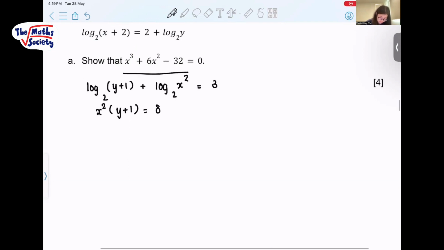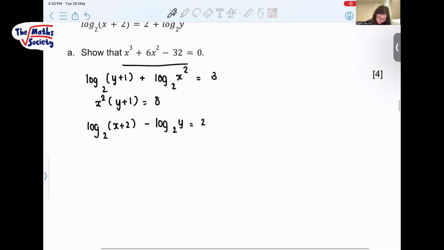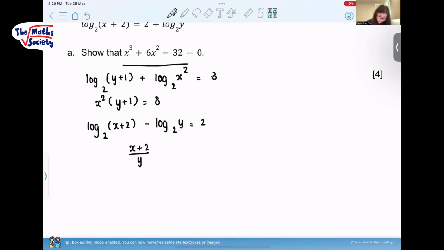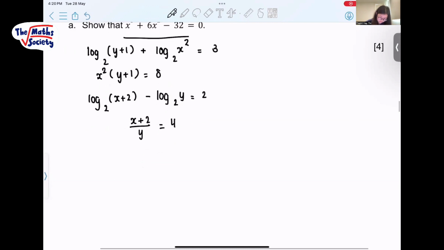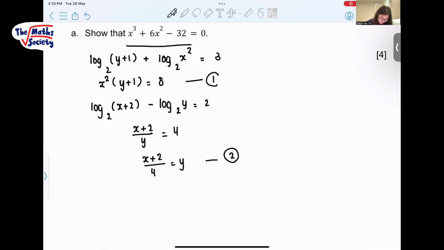And then you have the second equation, which is log base y of (x plus 2) minus log base 2 of y equals 2. So it will be the same thing. So it's (x plus 2) over y, and then 2 squared, which just equals 4. And then if we want y, it's just (x plus 2) over 4 equals y. So you have the second equation here, and the first equation here.